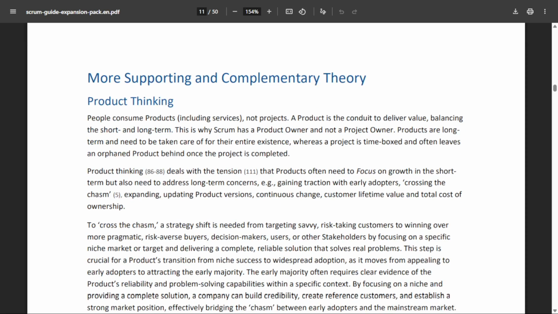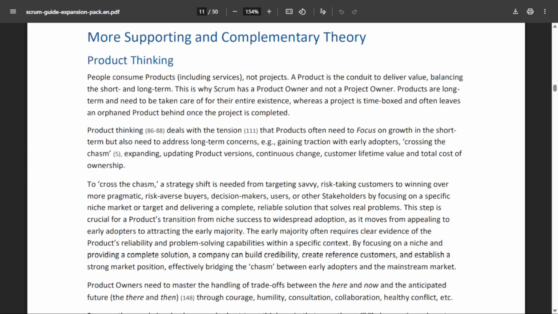Let's talk about product thinking. Product thinking has become pretty big. And when we talk about a product, it says in the document a product is the conduit to deliver value, balancing the short and long term. And this is why Scrum has a product owner and not a project owner. A lot of people wrestle with the understanding of product mindedness versus project mindedness.